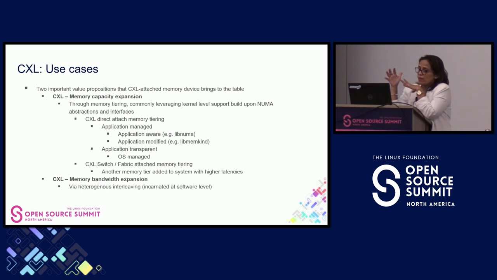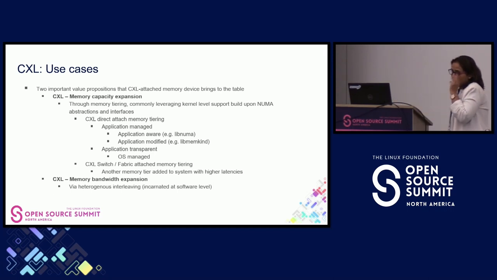Capacity expansion is leveraged using memory tiering, commonly using kernel level support built upon the NUMA topology abstraction in the interface. And bandwidth expansion is basically achieved via heterogeneous interleaving. Again, the support is incarnated at the software level.